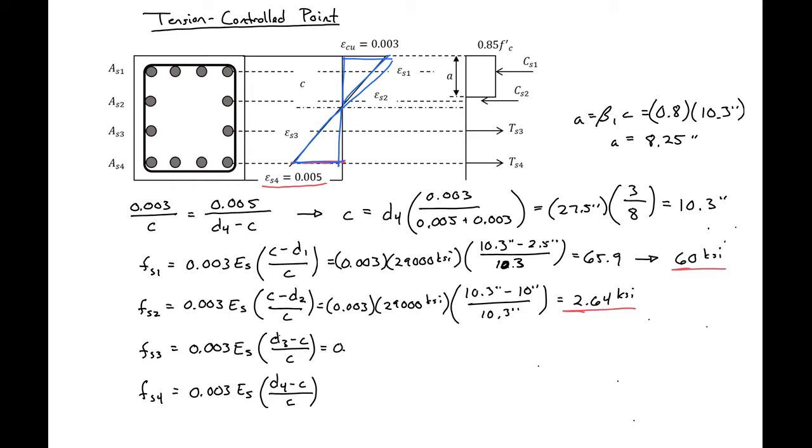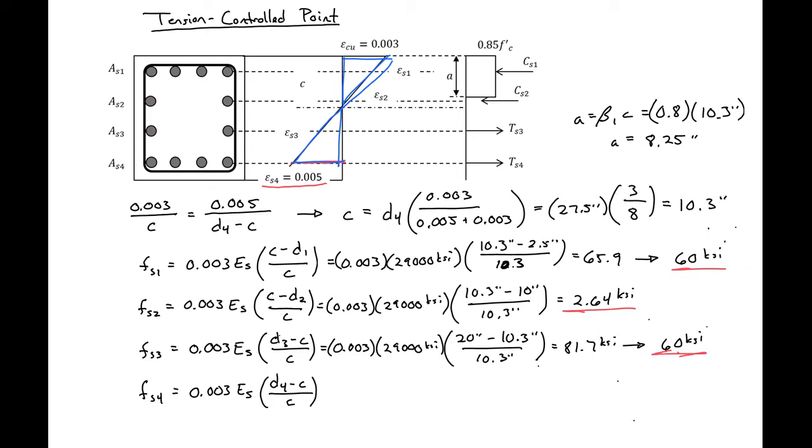Third layer of steel, 0.003 times 29,000 ksi. And then 20 inches minus 10.3 over 10.3 is going to give us 81.7 ksi. So we know this layer of steel has yielded. So we have the stress in our third layer of steel.